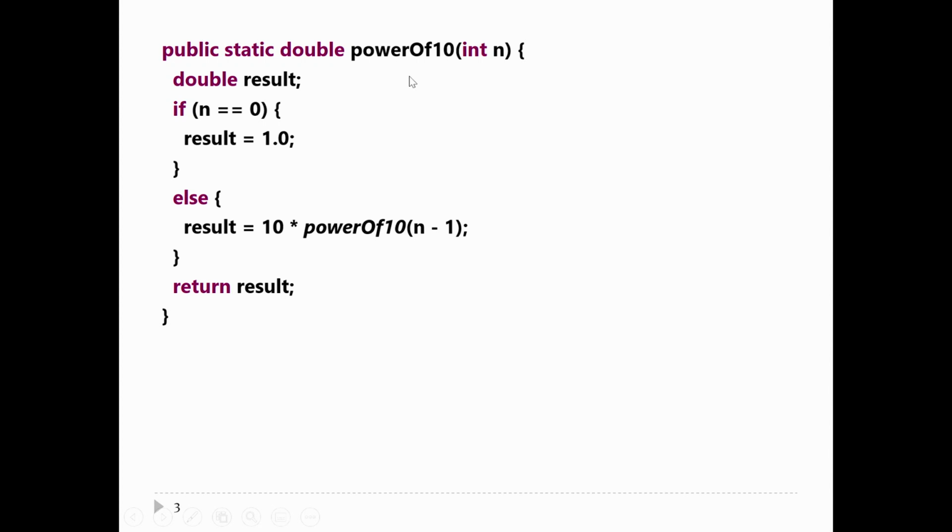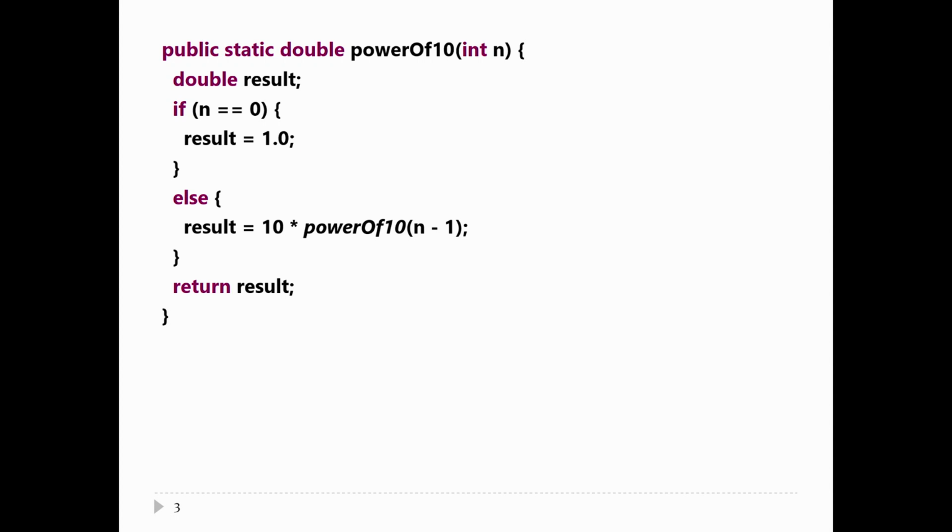Here's a method called power of 10. It simply computes 10 to the power n, where n is a value greater than or equal to 0. It's a recursive method, so I have a base case up here. If n is 0, I know the answer is 1, since 10 to the 0 is 1.